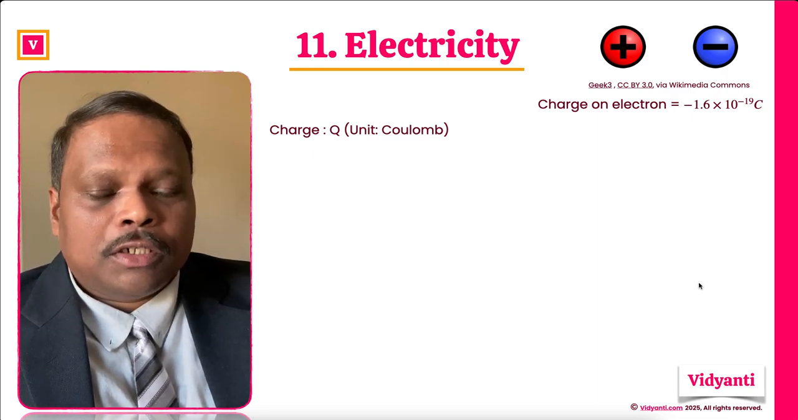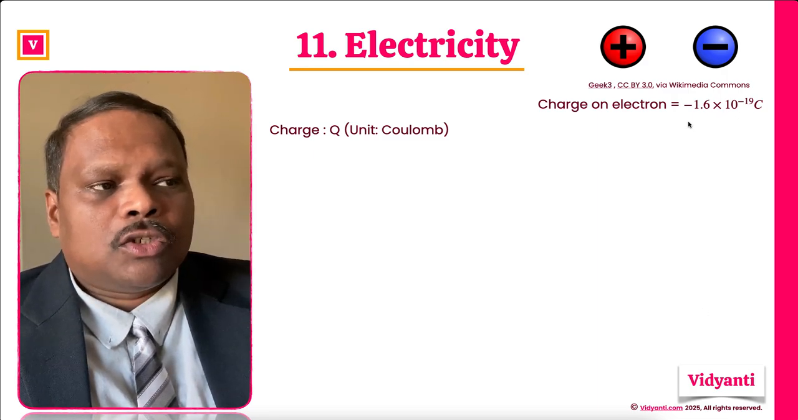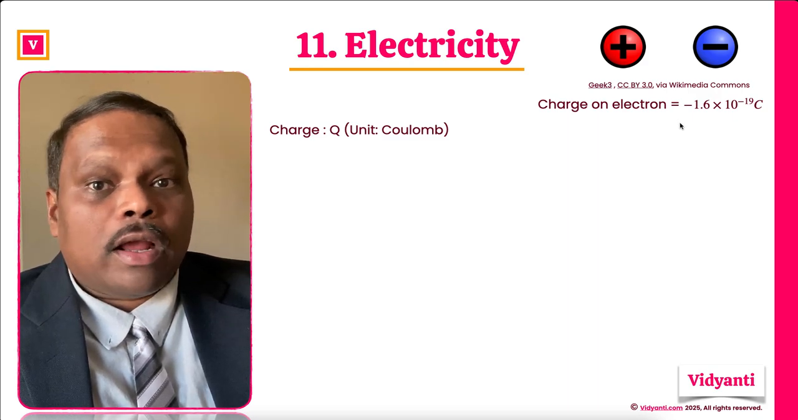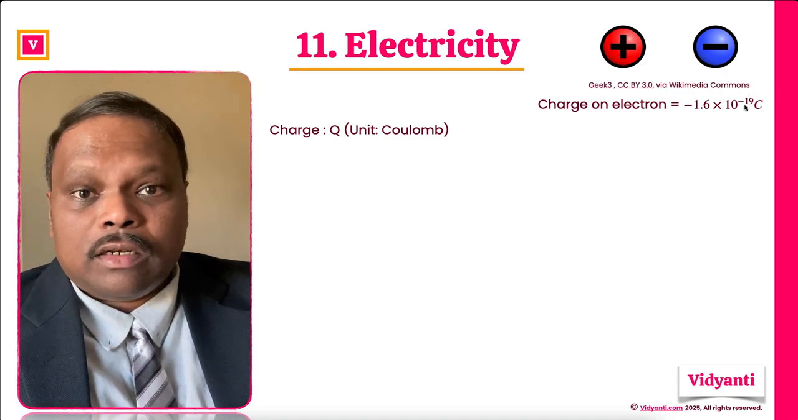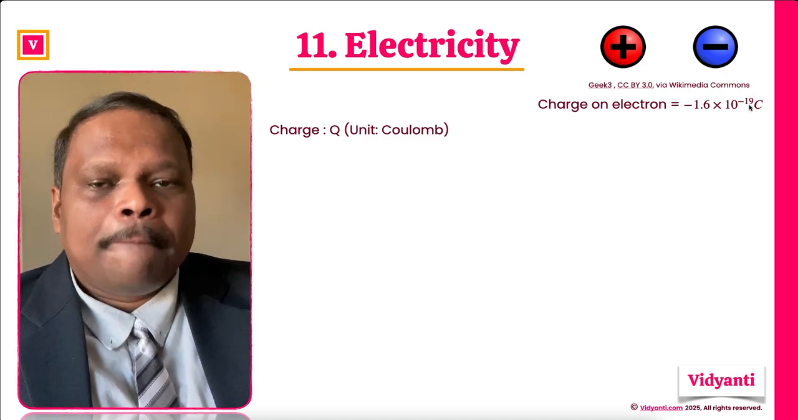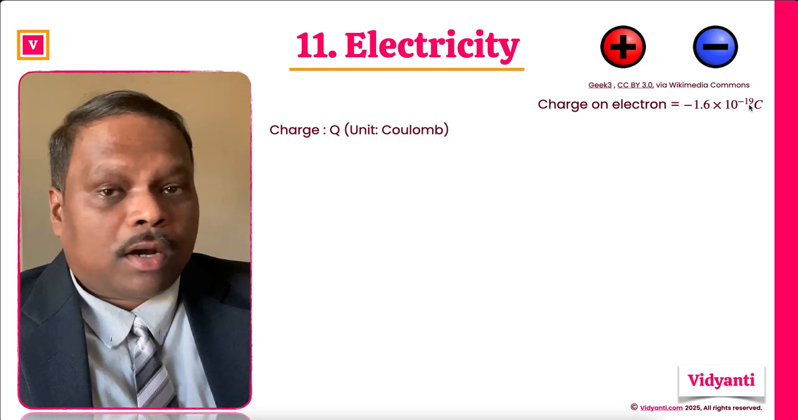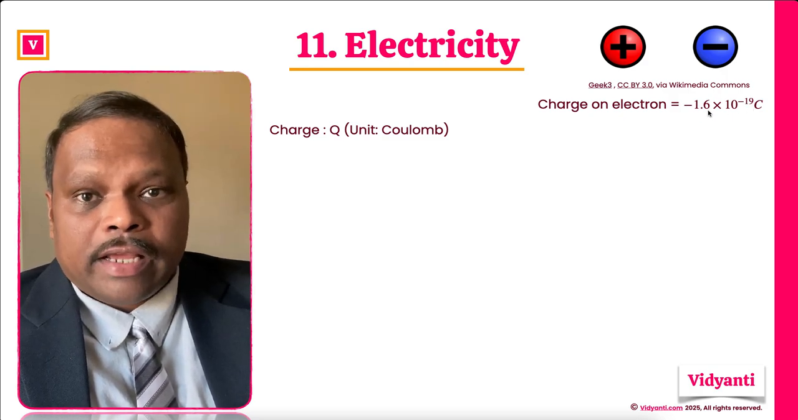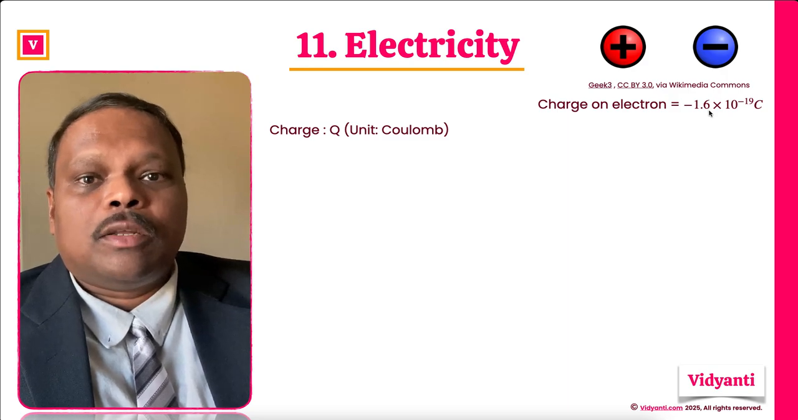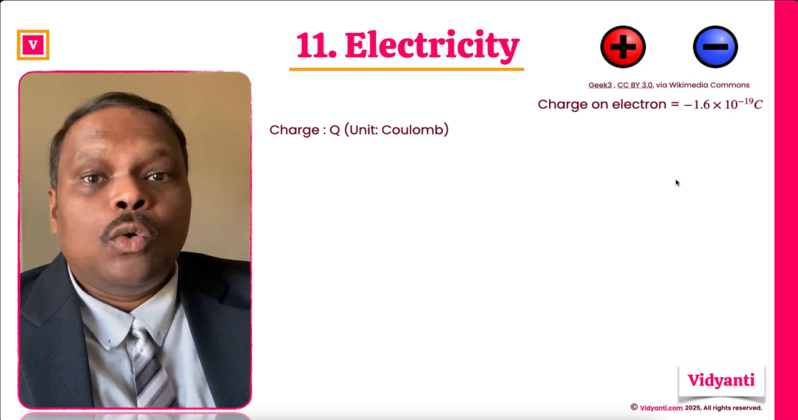The fundamental unit of charge is the charge of an electron. Remember, electron is always negatively charged, so it's minus 1.6 into 10 to the power negative 19 coulomb, which is a very tiny charge. Do not forget this negative 19 as a power. If you write that as a positive 19, that's completely wrong. It's negative 1.6 into 10 to the power minus 19 coulomb.